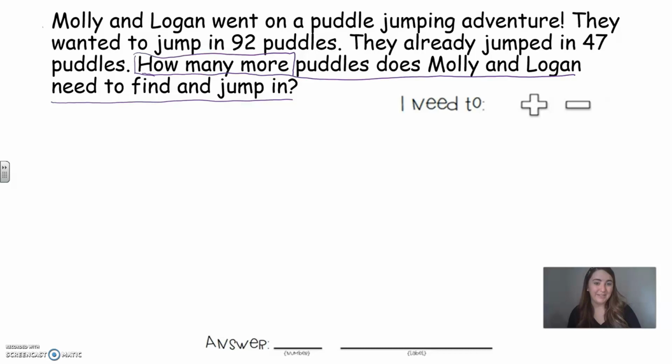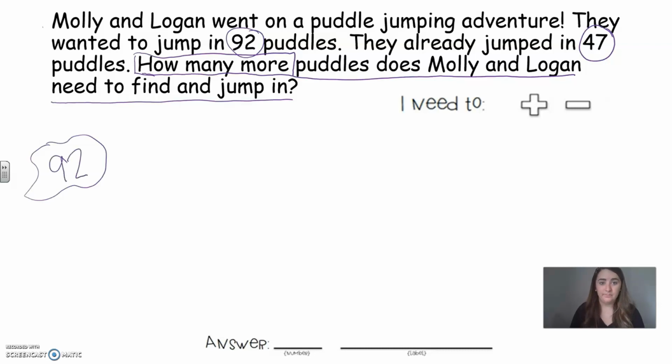Does that tell us we need to add or subtract? Because those are some key words. Think about it. All right, so let's go find our information. So we know that they wanted to jump in 92 puddles, and they already jumped in 47 puddles. So I'm going to draw a little picture to help me understand this. So I know they want to jump in 92 puddles total. They've already jumped in how many? 47. Yes, they've already jumped in 47 puddles. So how many more jumps do they need to get to?